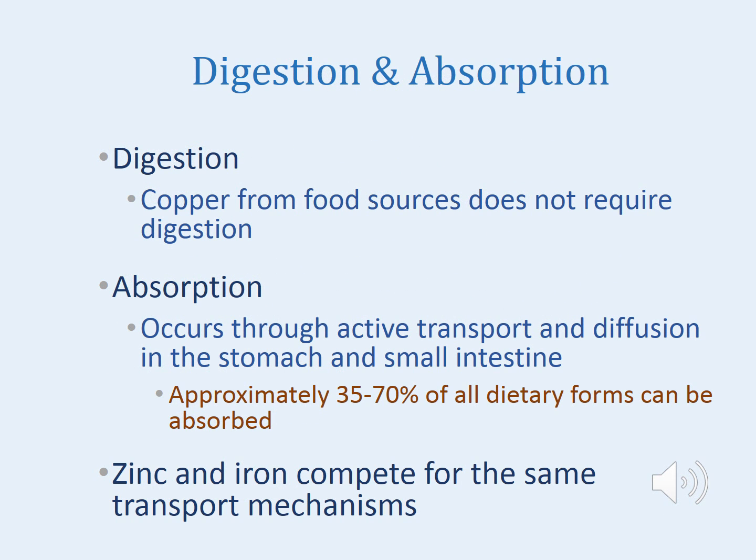So copper does not require any digestion, and it's absorbed in both the stomach and the small intestine via active transport and passive diffusion. Excessive intake of iron can actually reduce the bioavailability of copper because they compete for the same transport mechanisms. Also, heavy antacid use can reduce bioavailability as it forms insoluble complexes that are not readily absorbed. As with iron, copper absorption increases when status is low and decreases when status is adequate.